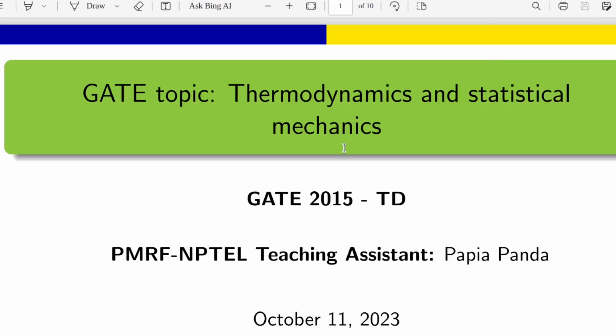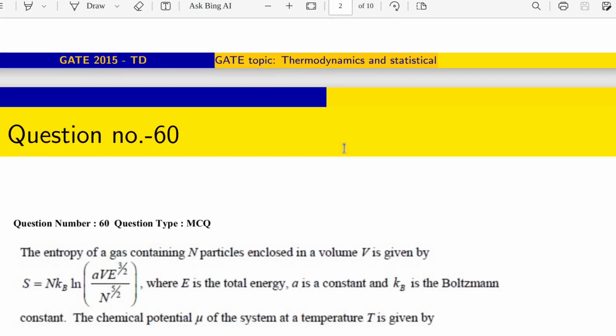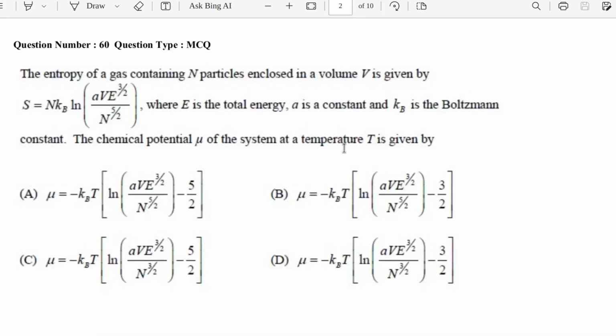This is the question from GATE 2015 question paper and the question number is 60. The question is, the entropy of a gas containing n particles enclosed in a volume V is given by S equals n kB ln[AV E^(3/2) / n^(5/2)], where E is the total energy, A is a constant and kB is the Boltzmann constant. The chemical potential mu of the system at a temperature T is given by, there are four options.